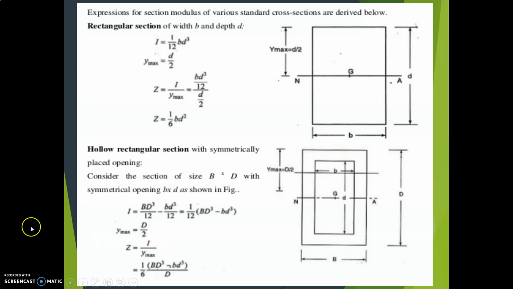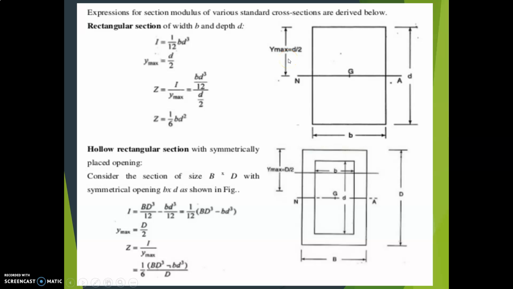There are different section modulus expressions of various standard cross sections. Let us see for the rectangular section first. This is a rectangular section, width b and depth d. This is the position of the neutral axis, the position of CG. So this CG is located exactly at the center. So y maximum is equal to d divided by 2, means distance from the neutral axis to the extreme fiber.